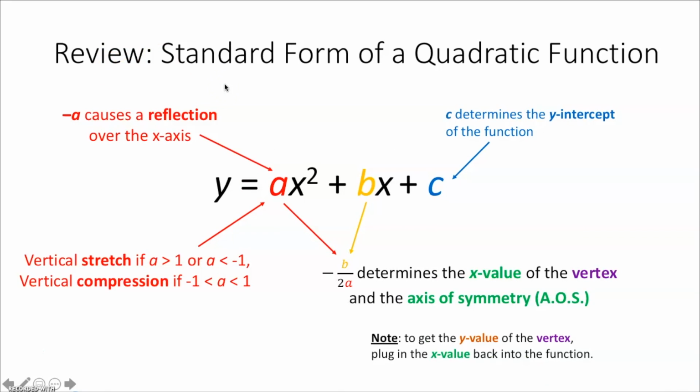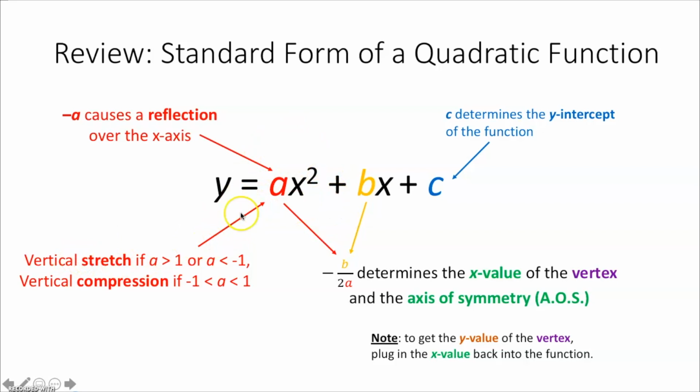The standard form of a quadratic function we now know is y equals ax squared plus bx plus c, where a determines whether your parabola opens upward or downward. If a is positive, your parabola will open up. If a is negative, it will cause a reflection over the x-axis, meaning your parabola will open downward.